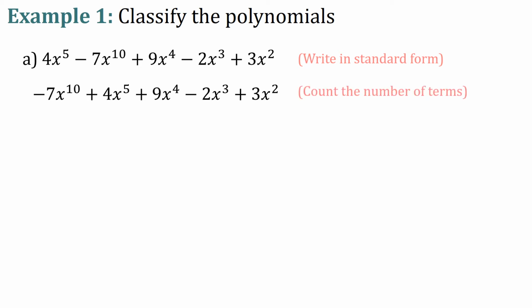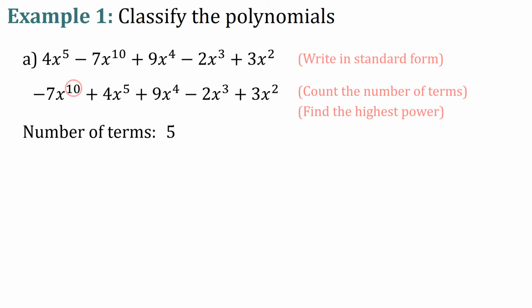Now, I'm going to count the number of terms. I see negative 7x to the 10th, 4x to the 5th, 9x to the 4th, 2x cubed, 3x squared. I'm sorry, that 2x cubed is negative. So that is a total of 5 terms. I also want to determine my highest power, which in this case is 10.